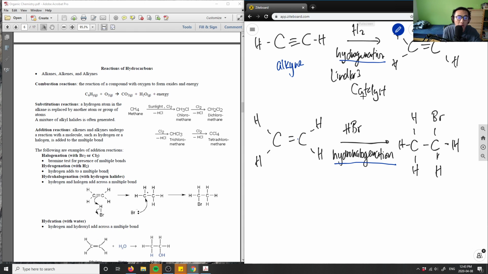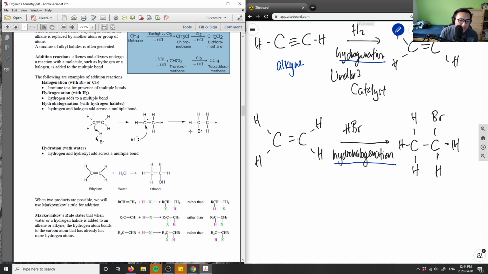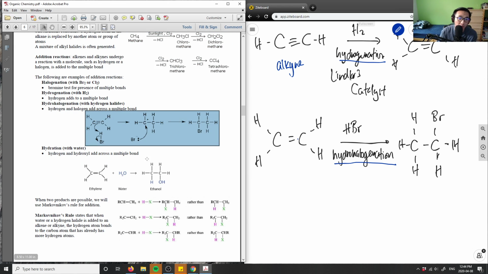However, in other compounds, and we're going to look at Markovnikov's Rule, which simply states when the Br, or when this atom, bonds, which carbon does it bond to? And we're going to learn about that maybe today, actually. Yeah, we'll learn about that right after.